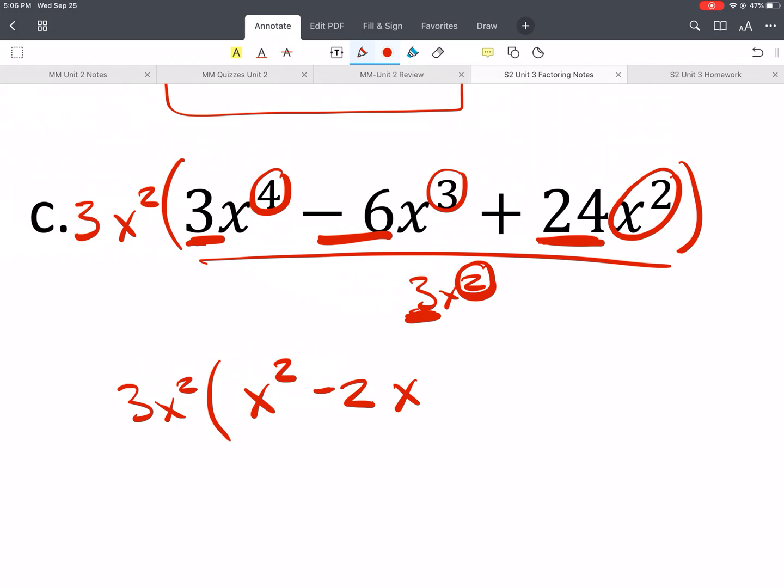That would end up giving us 8. So positive 8. And then x squared divided by x squared would just give us 1. Okay? And that would be it.